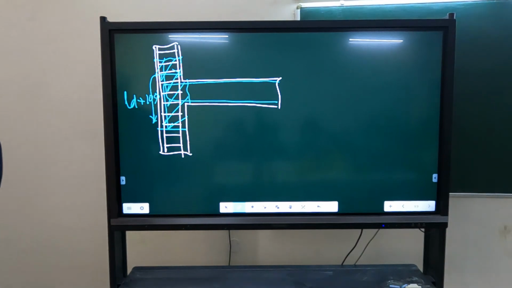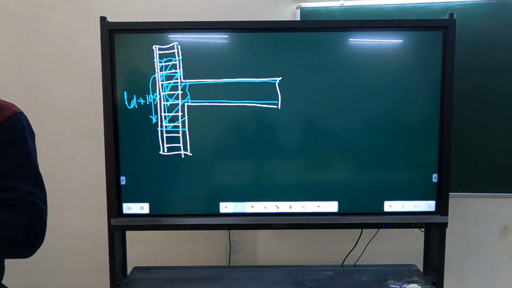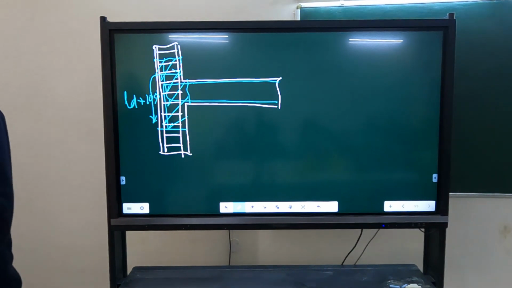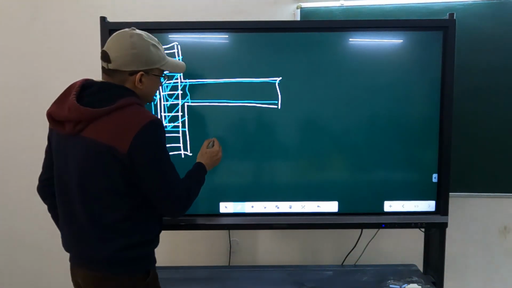So in compression there is no problem. If this concrete and this concrete are compressing, even if there is a weaker joint, it doesn't matter. For tension, what should be done? Tension is taken by steel. Steel anyhow is continuous here. Problem is shear. That concrete should provide good interlock for shear transfer. For that, two things are to be done.